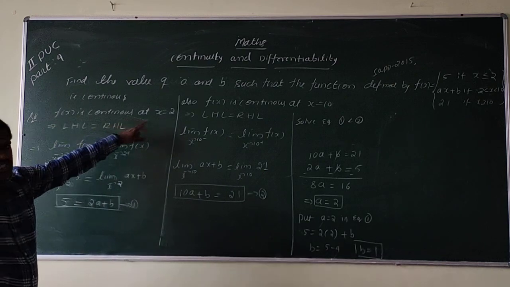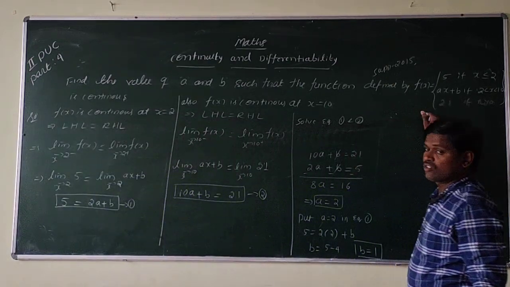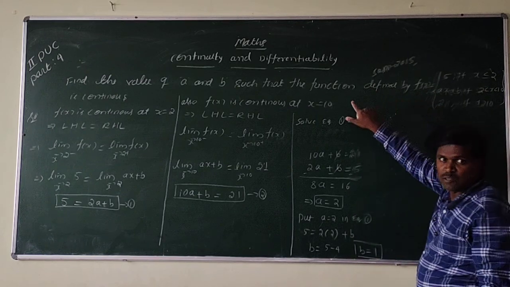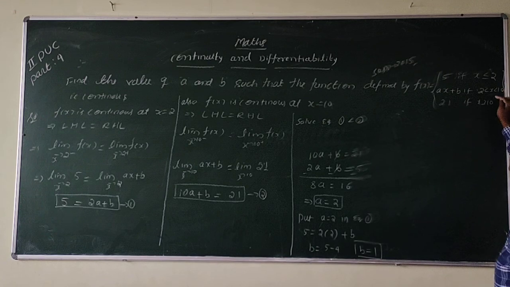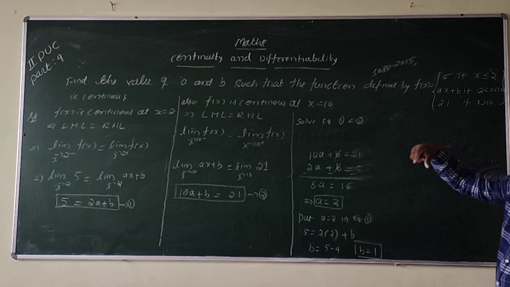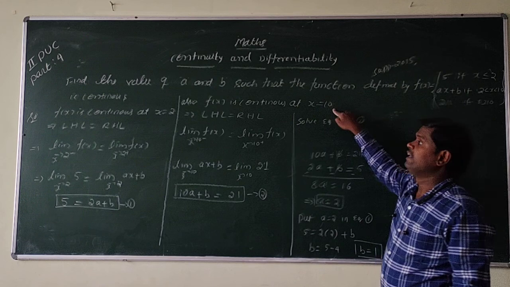So f of x is continuous. They have not given a particular point, but it is continuous at x is equal to 2 and at x is equal to 10 also. Therefore we are taking two cases: f of x is continuous at x is equal to 2, and f of x is continuous at x is equal to 10.